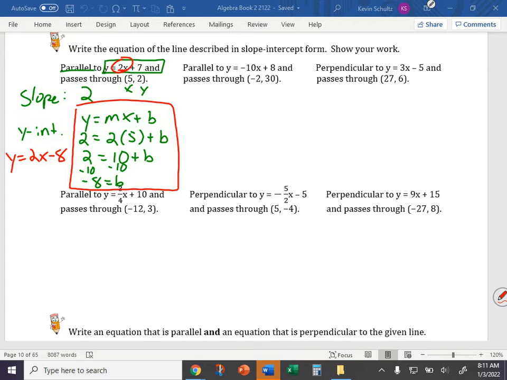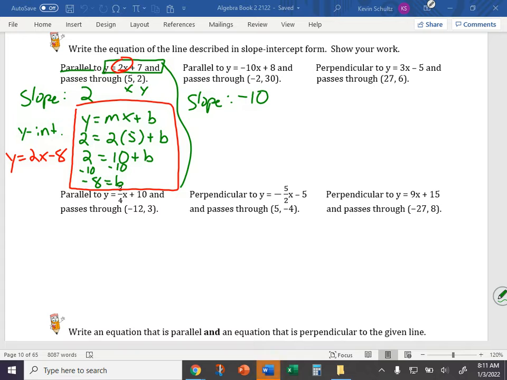Parallel to y equals negative 10x plus 8 and passes through (negative 2, 30). We need the slope. We need the y-intercept. What's the slope of our line going to be, Ellen? Negative 10. And again, we know that because our line is parallel to y equals negative 10x plus 8, so it has to have that same slope.